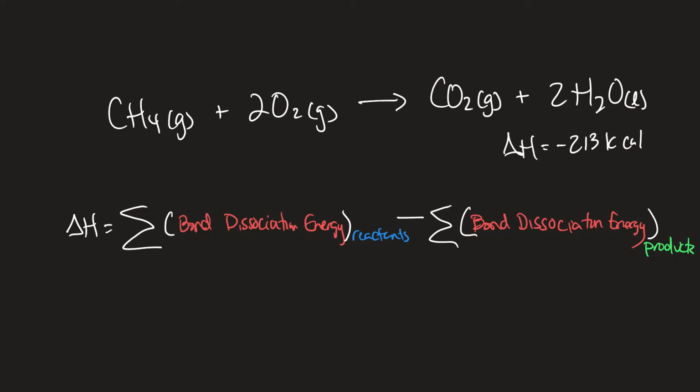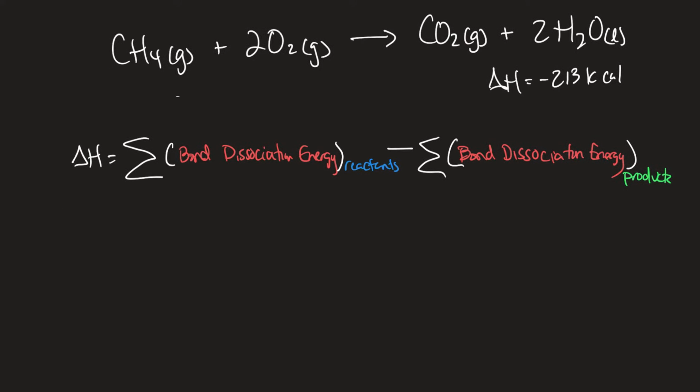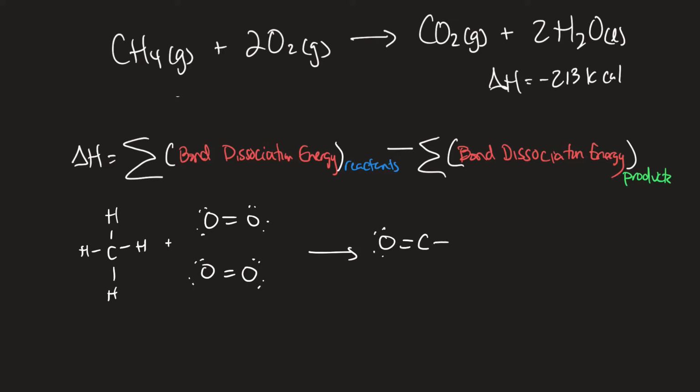I'm going to draw the Lewis structures of this. That way I think it'll be a little easier to see how we're coming up with the values I'm going to come up with. We have methane, which looks like this, and it reacts with two oxygens, because the reaction is balanced. So two O2s to produce carbon dioxide and water. And actually there's two of them.